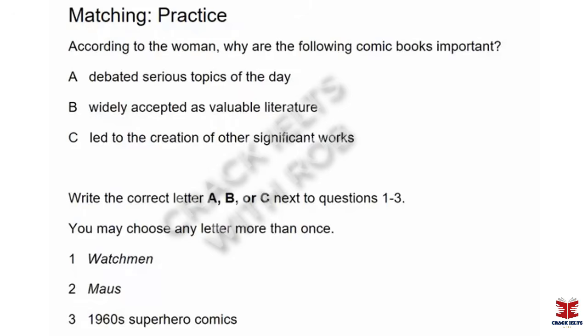Maybe there's a man in this conversation who's going to provide a different opinion about the importance of these books, okay? And that's something we don't really want to pay attention to to answer this question. What we need to know is what the woman thinks about why these comic books are important. All right, so that's why I would underline woman and comic books important as the key words to this set of matching questions. Okay, now let's look at the different choices we have.